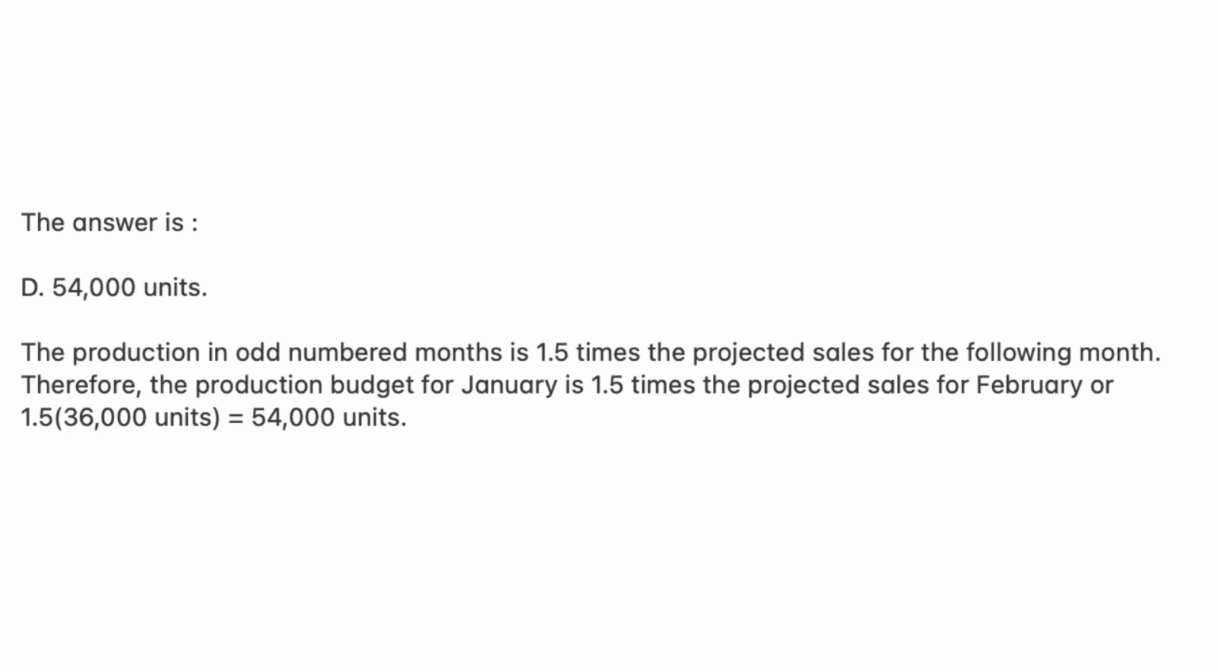The production in odd-numbered months is 1.5 times the projected sales for the following month. Therefore, the production budget for January is 1.5 times the projected sales for February, or 1.5 × 36,000 units, which equals 54,000 units.